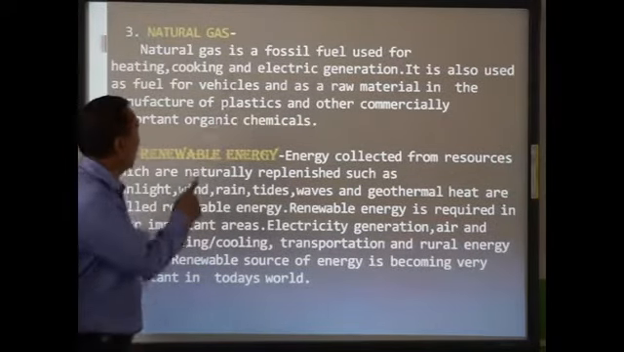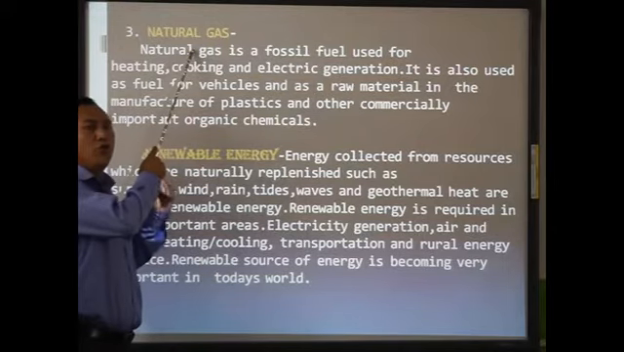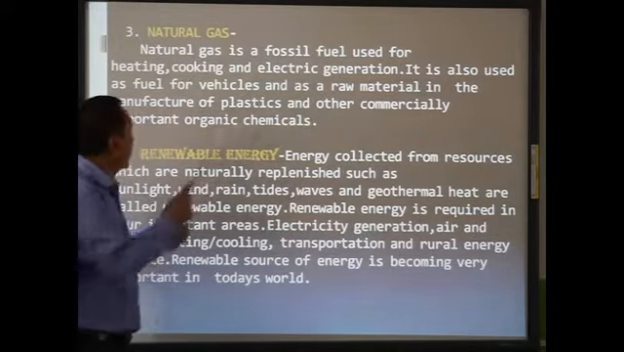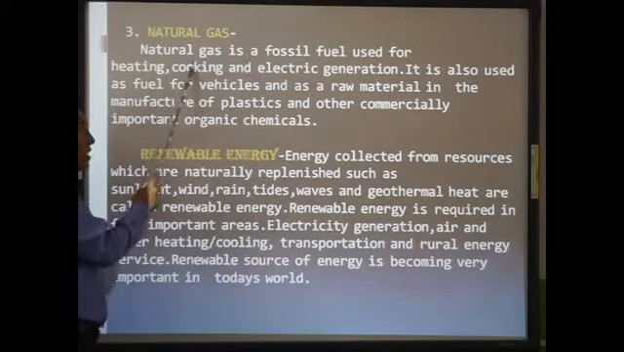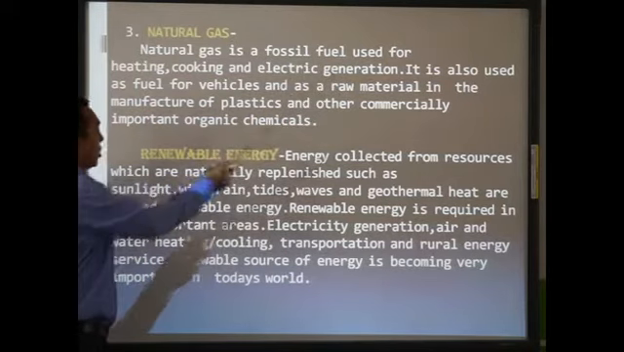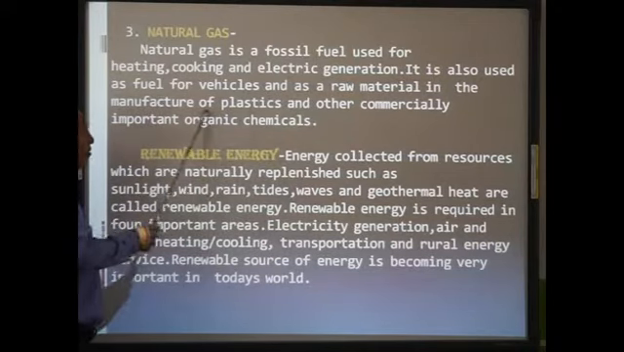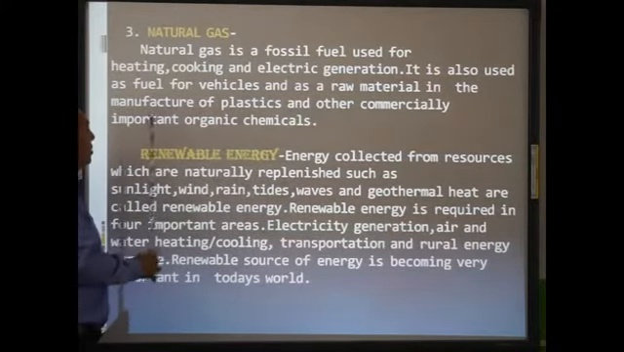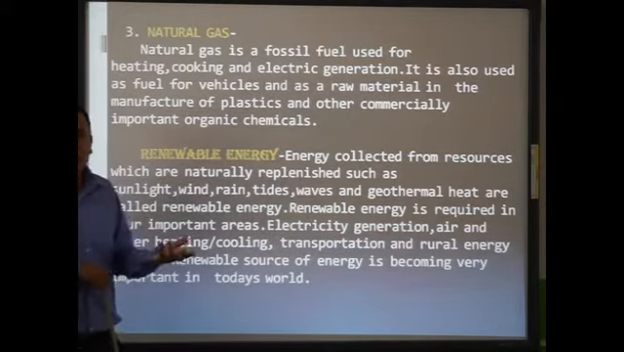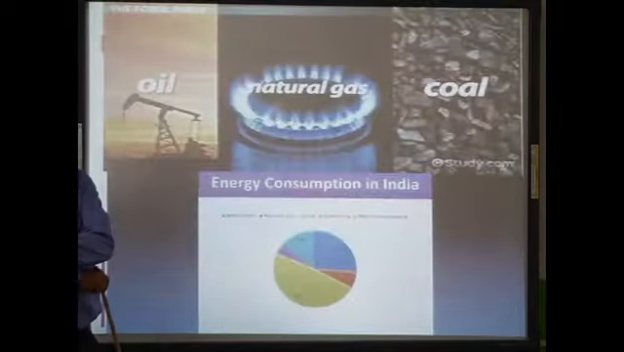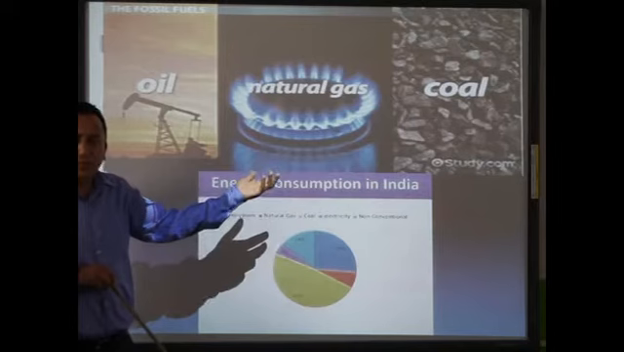Now let's see the next, third example of a conventional source of energy, which is a non-renewable source of energy, which we can't use again and again. Natural gas is a fossil fuel used for heating, cooking, and electric generation. It is also used as fuel for vehicles and as a raw material in the manufacturing of plastics and other commercially important organic chemicals. So natural gas is also very, very important. See here, this is an example of natural gas. It's used for so many purposes.